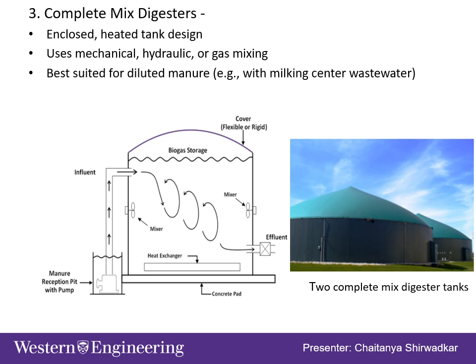A heat exchanger is often installed into the system to maintain the optimal temperature for the digestion process, and the treated effluent or digestate is removed from the digester at the other end. In the diagram here, we can see the circular nature of the process, as the digestate can be further treated or used as a fertilizer.